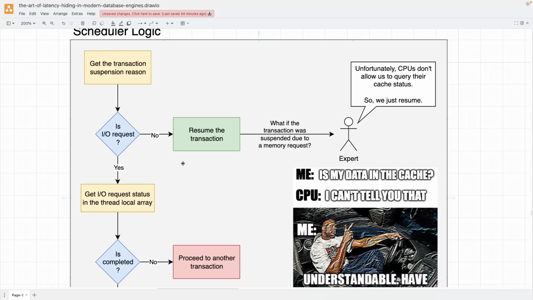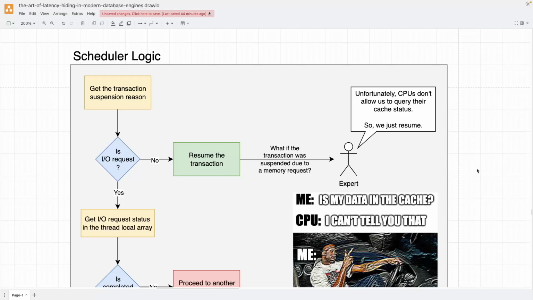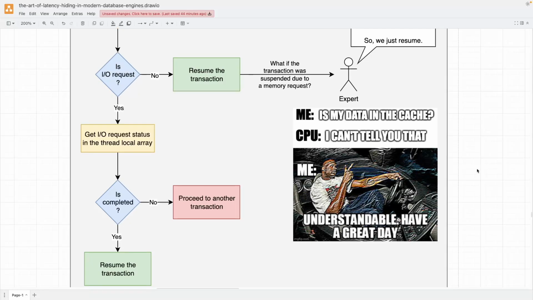The only thing that I will add here is that the reason why we always have to resume a transaction if it's waiting for memory is that for transactions which are waiting on memory, there's no way to check if the data has come into the cache or not. There's no way to verify because CPUs today fundamentally cannot tell you if the data is in the cache or not. So there is no assembly instruction, there is no machine code available with which you can ask the CPU, hey, is this piece of information in the cache or not? So that's why you have no choice but to say, okay, if this transaction is waiting on memory, hopefully that data has already come into the cache, so we just have to resume it. So that was something interesting that I also found.